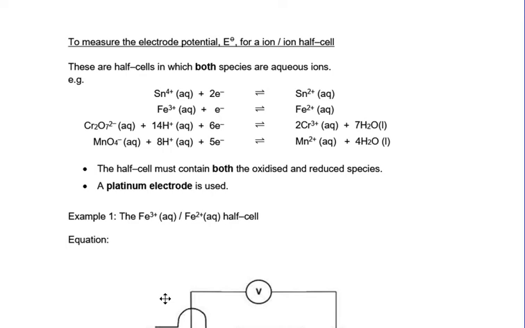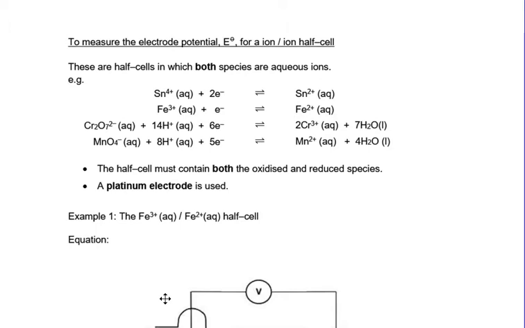In this video what we're going to do is look at a few more examples of how you would measure the standard electrode potential, so the tendency of a particular half cell to push or pull on electrons through that circuit. And we're going to look at ones where both species in the half cell this time are aqueous ions. So here are a few examples of some half equations where there are no solid metals.